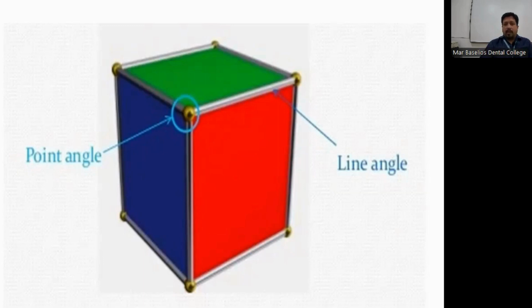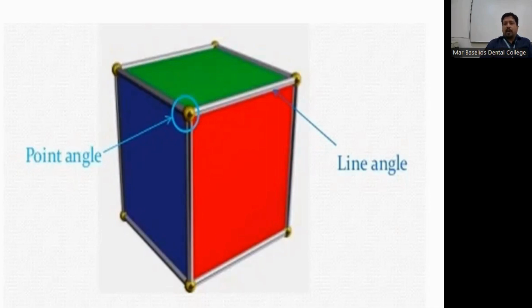If you consider green as well as blue, there also we will be having a junction which is line in nature. So joining of two surfaces with the help of line is called as line angle. Now consider three surfaces. For these, we are considering green, red, blue colors. All these three will be meeting at a particular point. So joining of three surfaces with the help of a point is called as point angle.